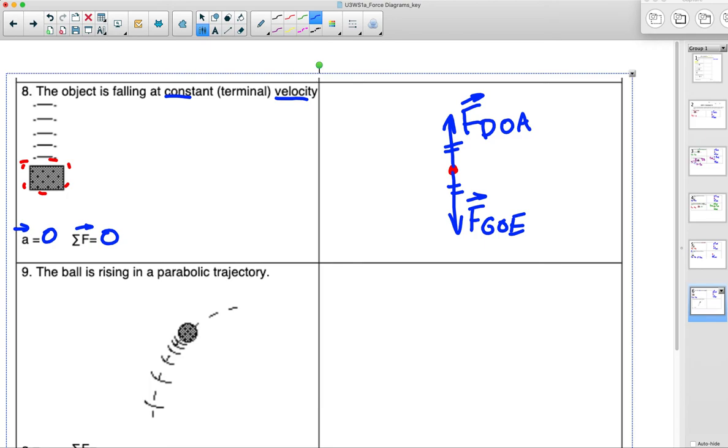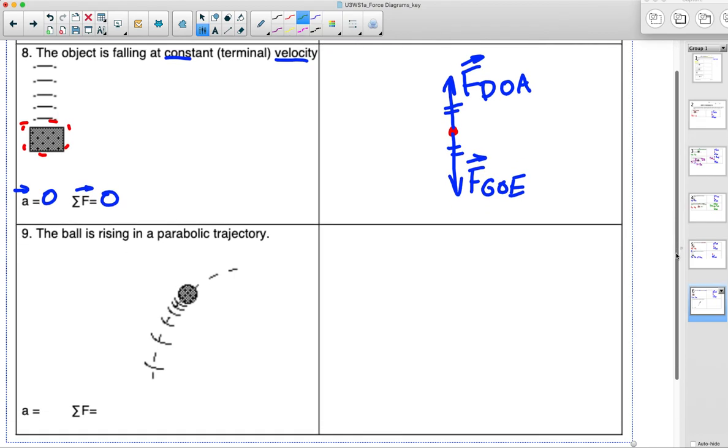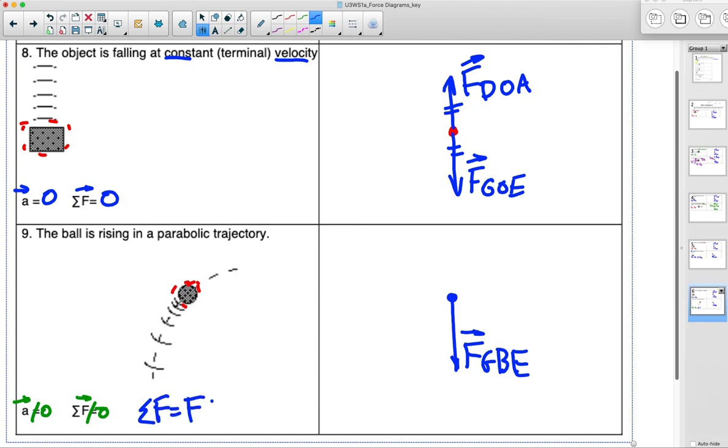And number 9, the last one. The ball is rising on a parabolic trajectory, and on the way up the ball is slowing down, so we know the acceleration is not 0, which means there has to be a net force, and the net force cannot be 0. We define the system as just the ball, and what forces are acting on this ball? Only the force of gravity on the ball by the Earth. And in this case, it wouldn't matter if the ball was on the way up or at the very highest point or on the way down. If you ignore air resistance, the only force, and the net force in this case, is the force of gravity on the ball by the Earth.